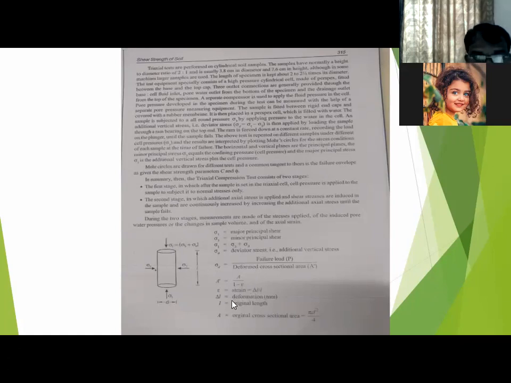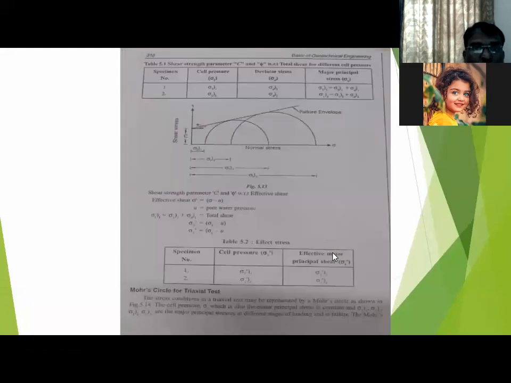Here epsilon is strain, and strain is equal to delta L by L. So delta L is equal to deformation, L is equal to original length, and A is equal to original cross sectional area, that is pi d square by 4. These all are the things you should know.